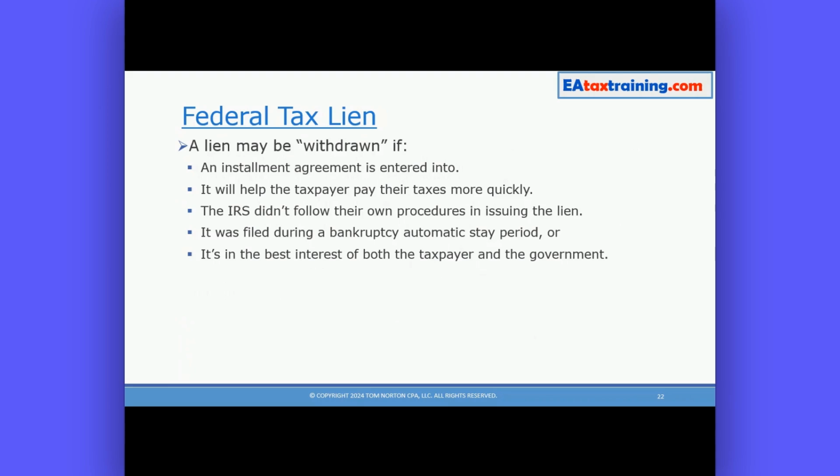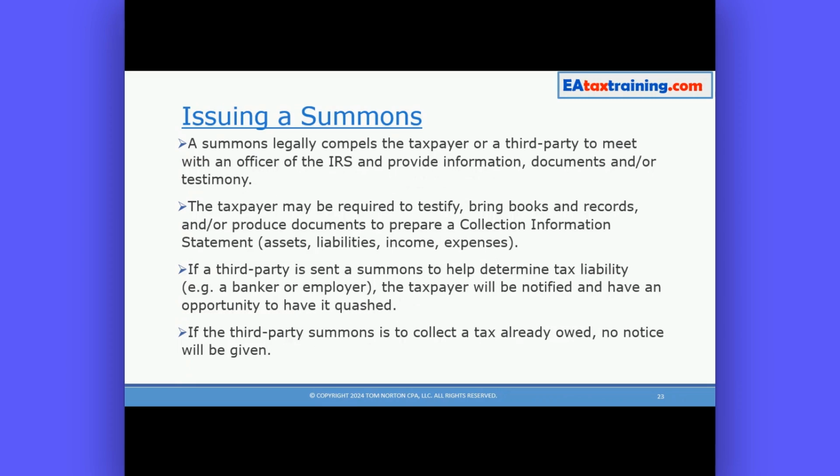They'll also withdraw it if the IRS did not follow their own procedures in issuing the lien. If it was filed during a bankruptcy automatic stay period, they will withdraw it, or if it's in the interest of both the taxpayer and the government.